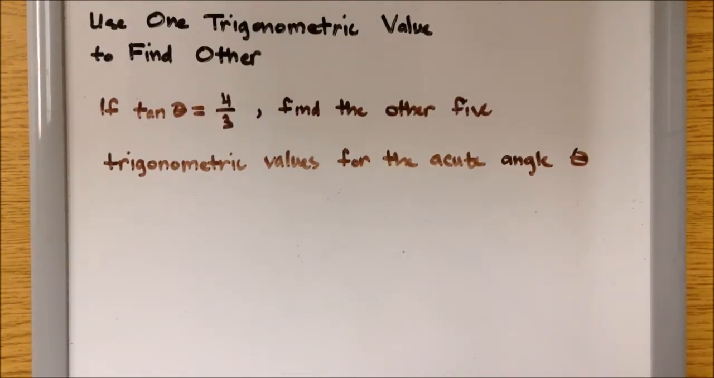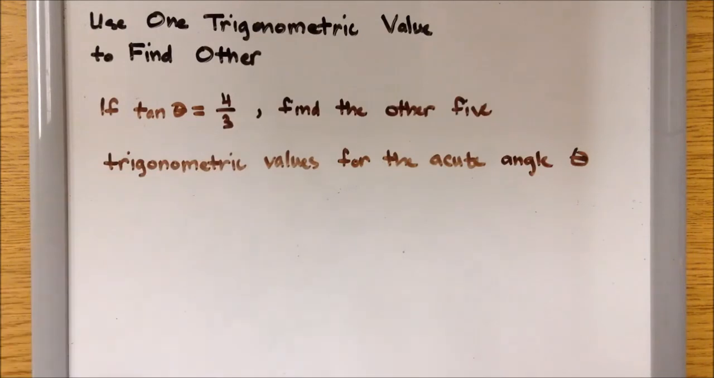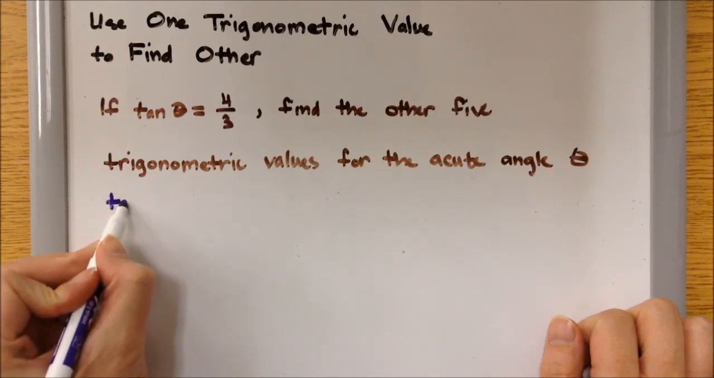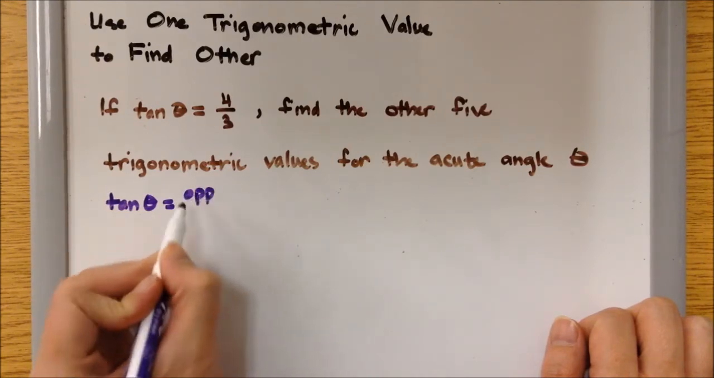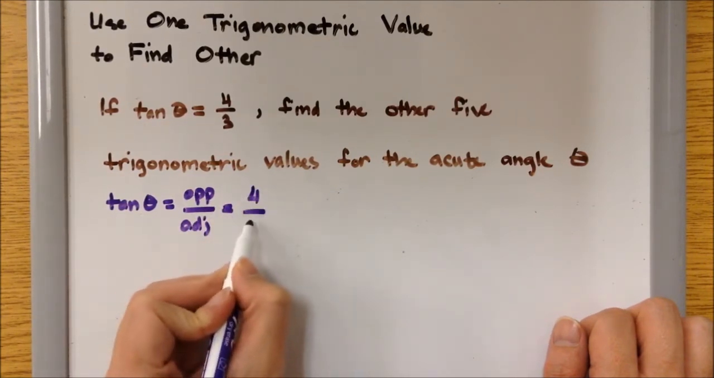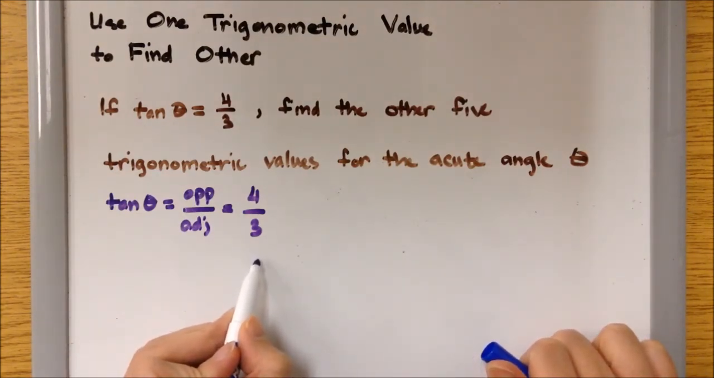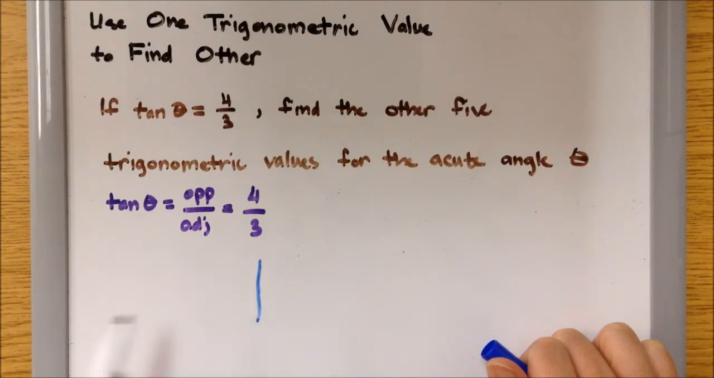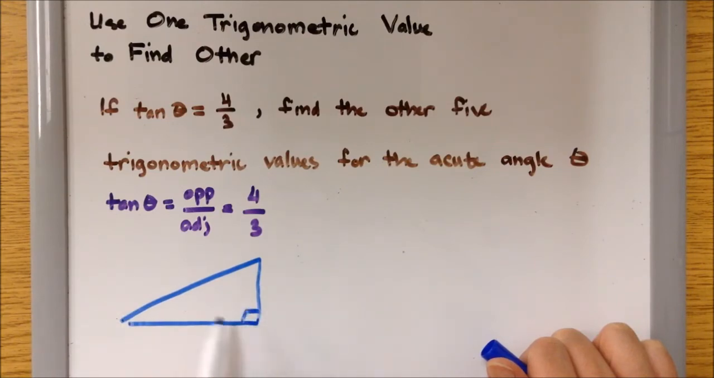In this second example, we have the same question, but now we are given tangent theta is equal to 4 over 3. If we were to review, tangent theta is opposite over adjacent. So that means opposite is 4 and adjacent is 3. So if we were to draw a triangle, again it has to be a right angle triangle. So right angle.